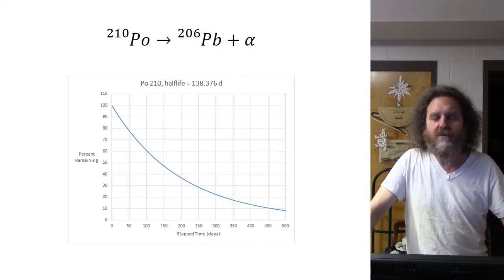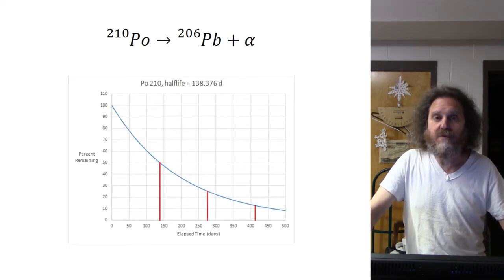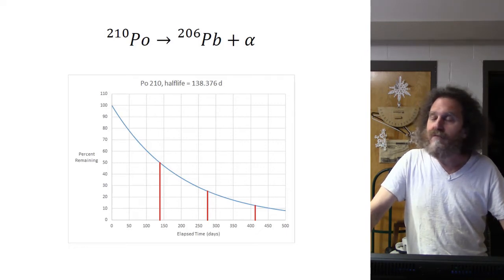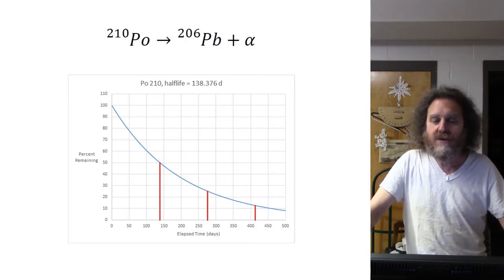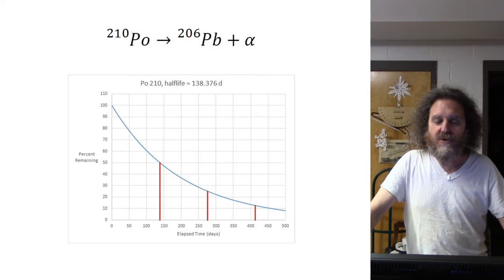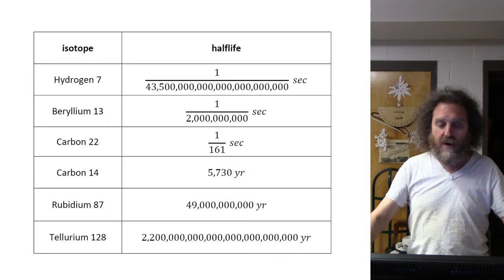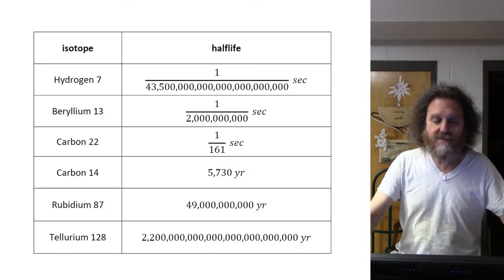So if you had 100 grams of polonium-210 and put it in a safe, after 138.376 days you come back, there'd be 50 grams left, right? It would have reduced by a factor of 2 over that many days. After another 138.376 days, it would reduce to 25 grams, and then to 12.5 grams, and so forth. So that's the half-life of polonium-210. And every radioisotope has its own half-life, and there's a wide range of half-lives.